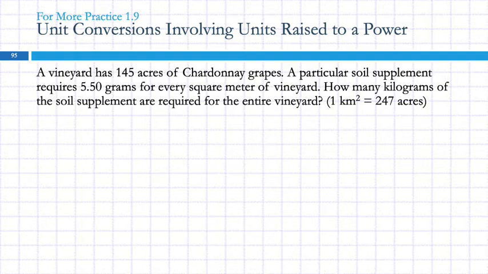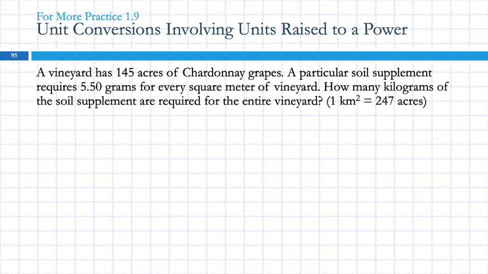This is more story. A vineyard has 145 acres of Chardonnay grapes. A particular soil supplement requires 5.5 grams for every square meter of vineyard. How many kilograms of soil supplement are required for the entire vineyard? Now, is that something that could come up in real life if you were a farmer? It could. Okay, this one's more involved, right? There's more story here. There's several numbers in there, and it's not as straightforward.